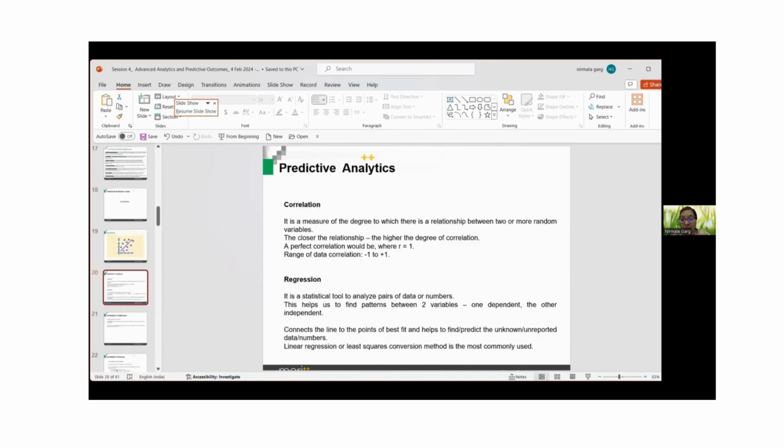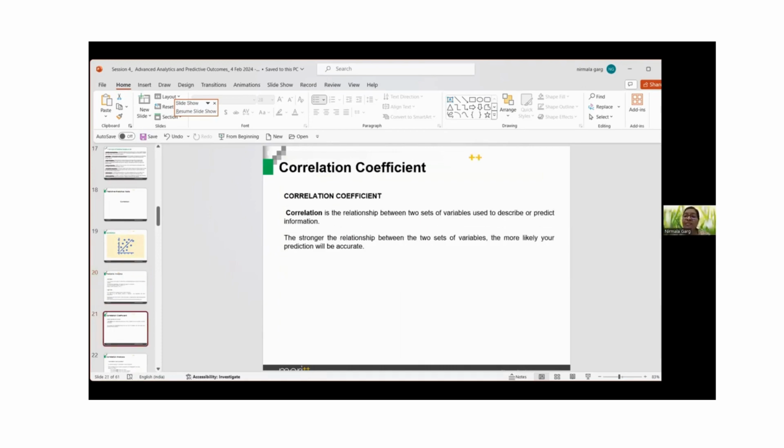Now I talked about correlation. Quickly, guys, what is the measure in correlation? We talked about it, and I was just wanting to see if you remember anything. The correlation coefficient. So it is -1 to +1.